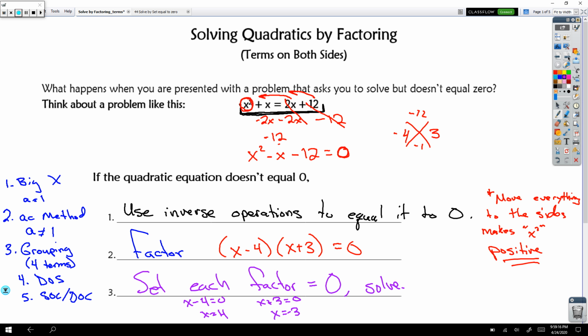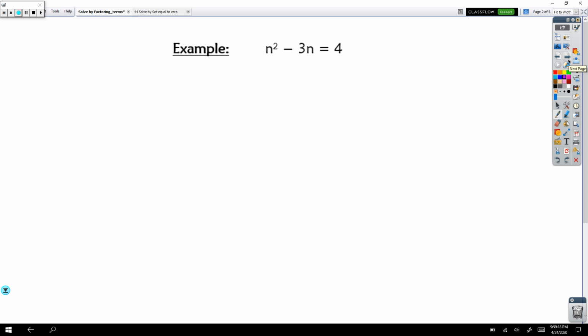So let's look at an example here. So I see that I have terms on both sides. So I want to figure out which side has the positive square term. So I look, I see here's my squared term, and it's already positive. There's nothing on the right side to move over to the n squared, so I'm going to move everything to the left side. So I need to move this positive 4 by subtracting it.